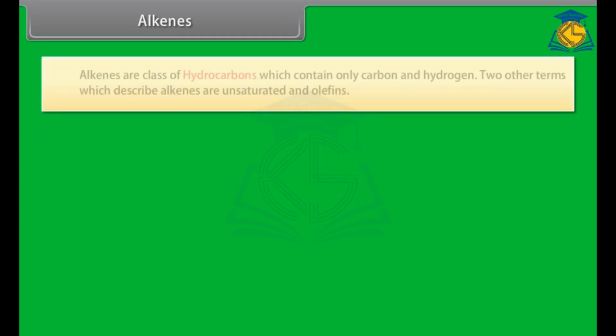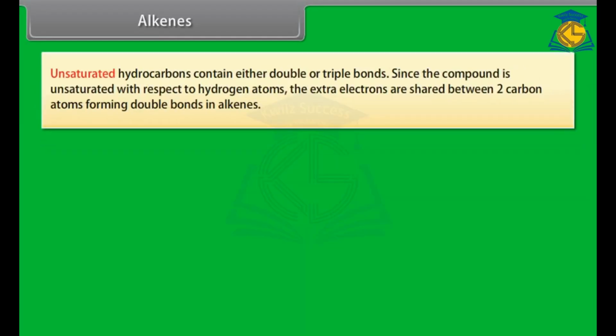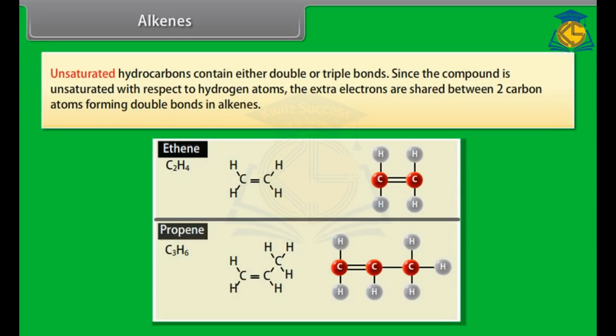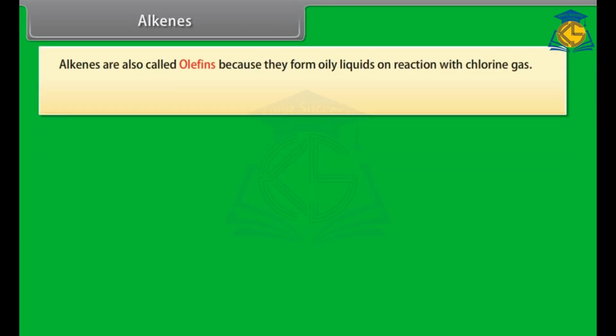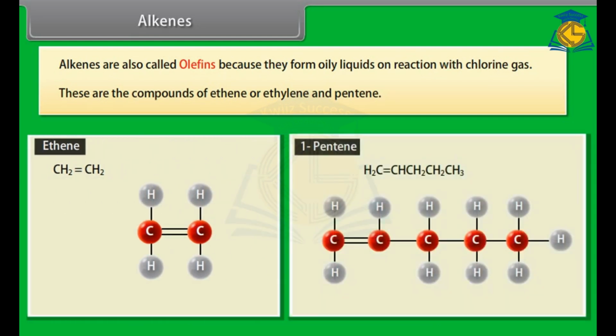Alkenes. Alkenes are a class of hydrocarbons which contain only carbon and hydrogen. Two other terms which describe alkenes are unsaturated and olefins. Unsaturated hydrocarbons contain either double or triple bonds. Since the compound is unsaturated with respect to hydrogen atoms, the extra electrons are shared between two carbon atoms, forming double bonds in alkenes. Alkenes are also called olefins because they form oily liquids on reaction with chlorine gas. These are the compounds ethene or ethylene and pentene.